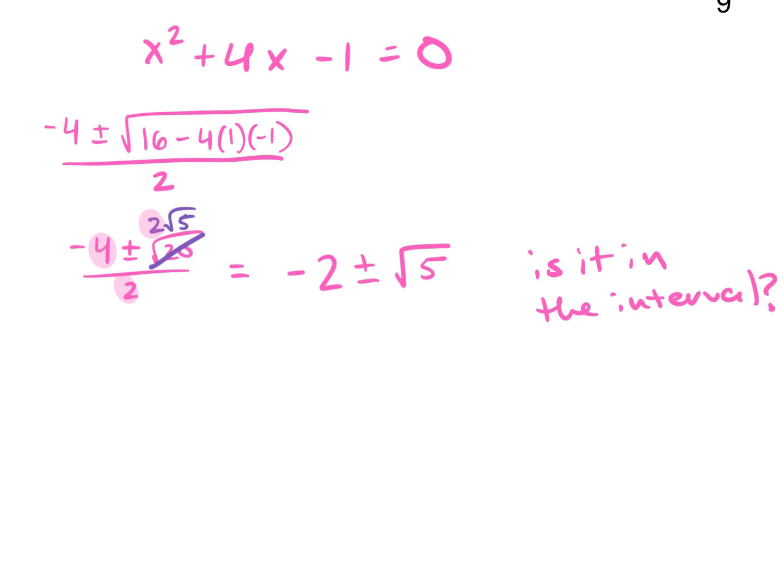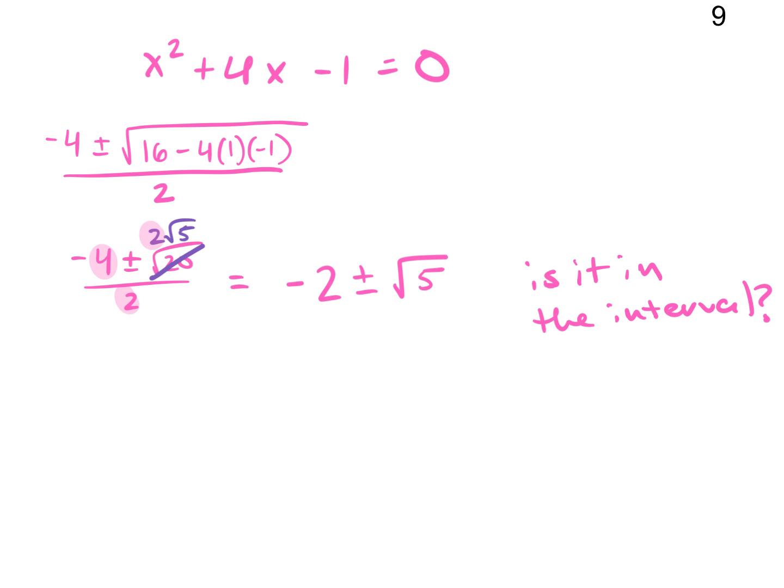A lot of these questions will give you two values, but it's not always that both of them are going to be in the interval. So let's see. Let's split it up. We have negative 2 plus square root 5 and negative 2 minus square root 5. Square root 5 is about what value? 2.1-ish. You could even say about 2-ish.